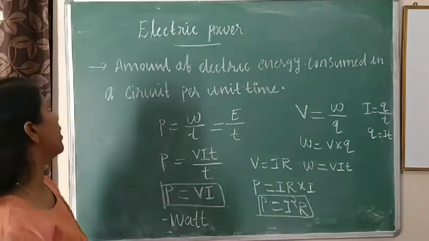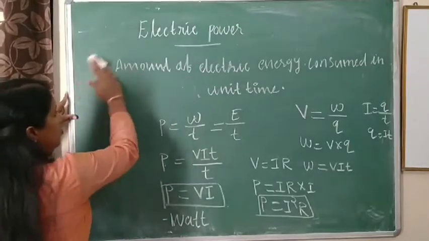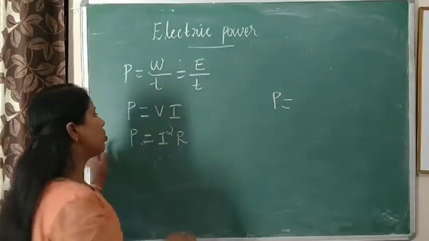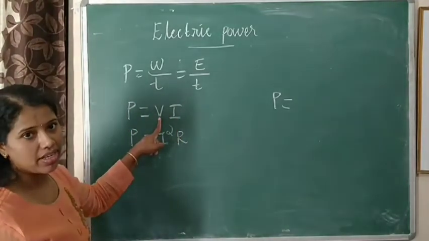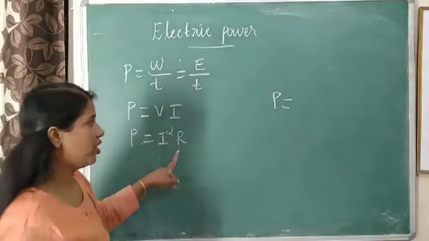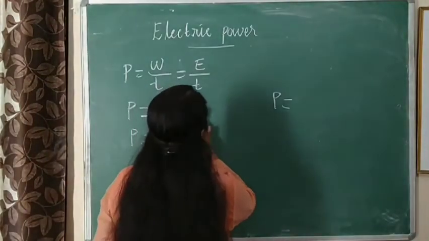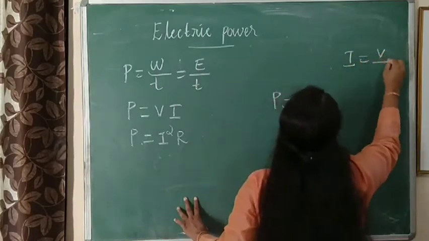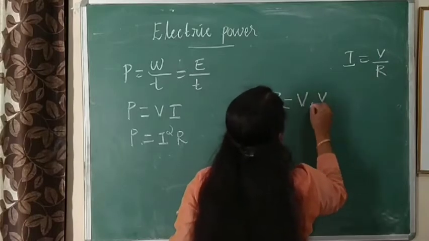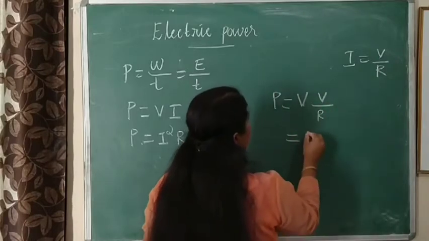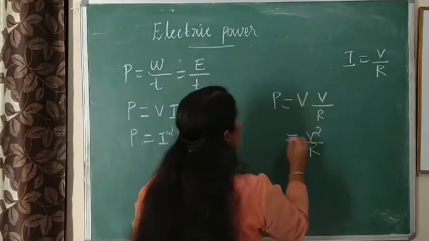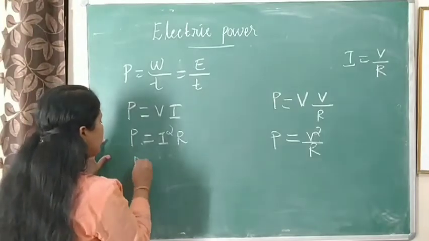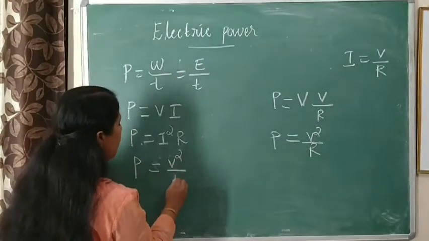Then one more equation we can make. P is equal to VI. First we substituted V is equal to IR, then we got I square R, the third equation. For the fourth equation, we substitute for I using Ohm's law, I is V by R. Substituting V divided by R, we get V square divided by R. P is equal to V square by R. This is our fourth equation.